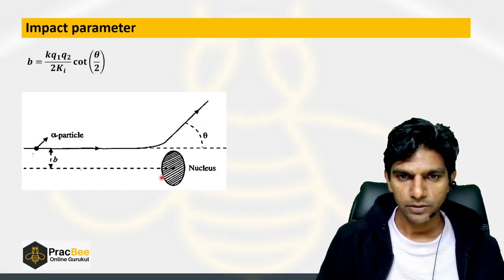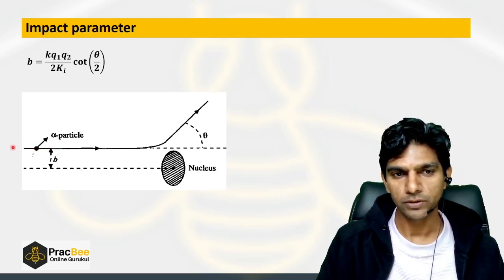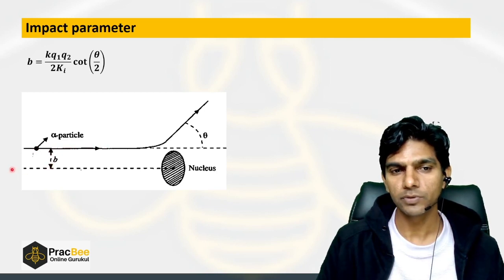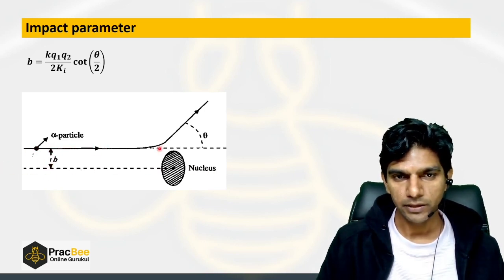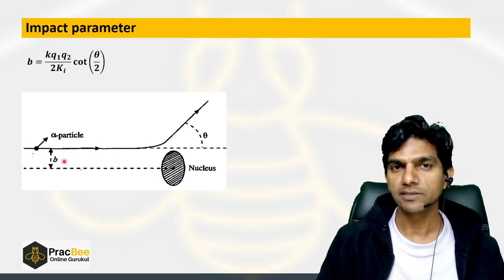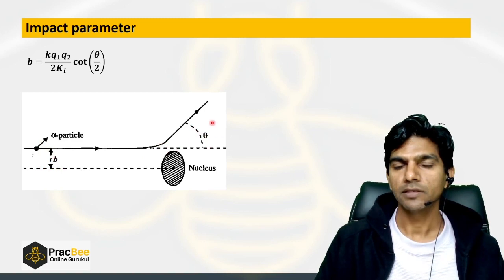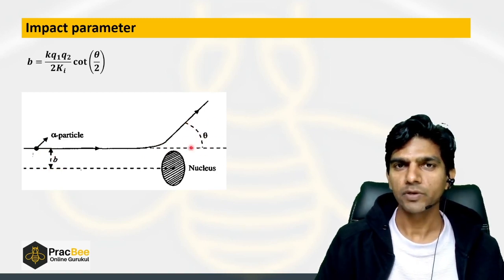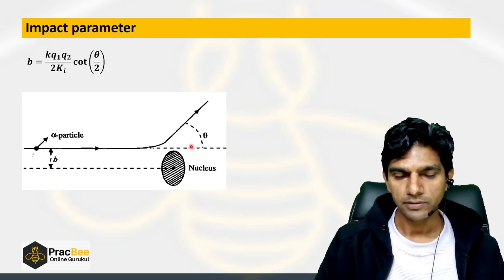Suppose this is the nucleus and this is the alpha particle. If you look at the line of motion of the alpha particle, it is at a certain distance from the central line passing through the nucleus. The distance between these two parallel lines is known as the impact parameter, and alpha is nothing but the angle of scattering, right? And that we have already discussed in the Rutherford scattering case.